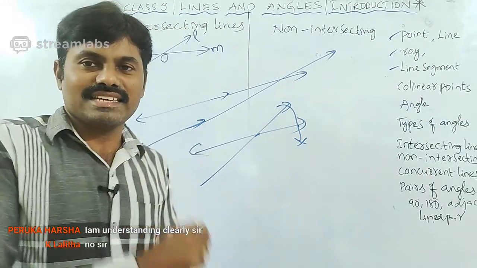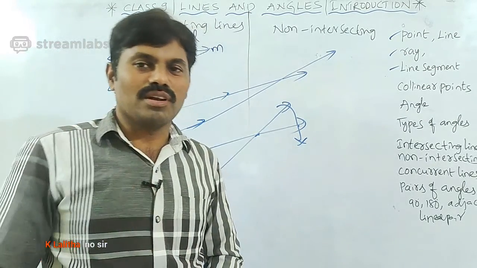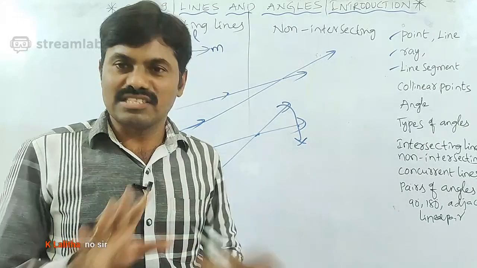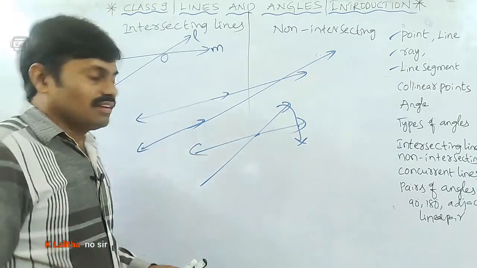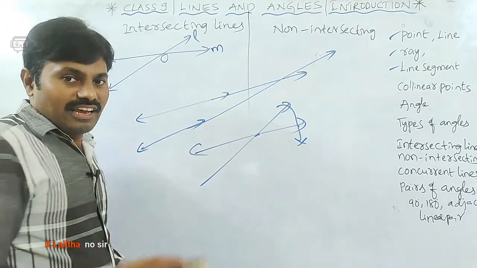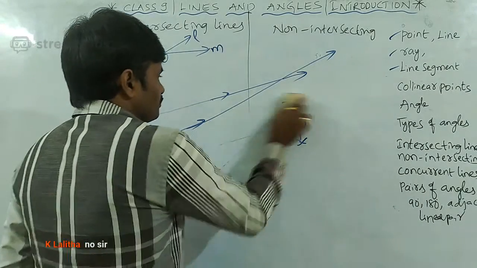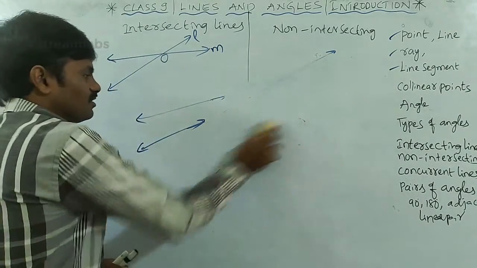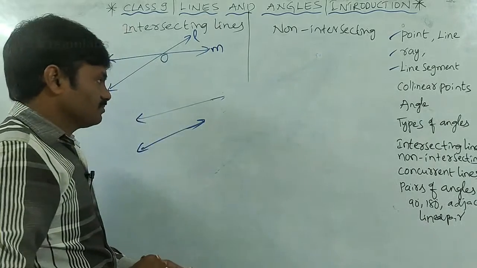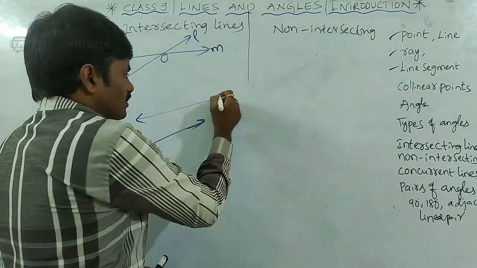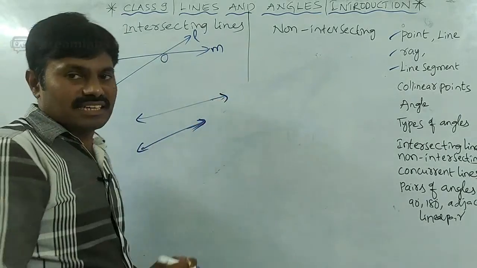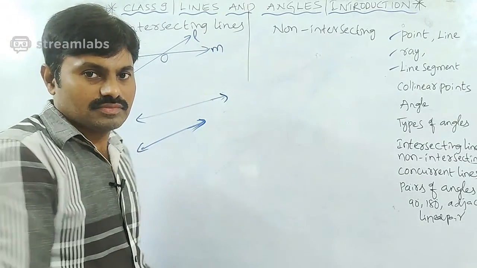How many points do they intersect? Only at one point, not more than one point. It is a fact. Okay. Here I have one doubt. I have considered these two lines. So what do you say? Are these intersecting lines or non-intersecting lines?